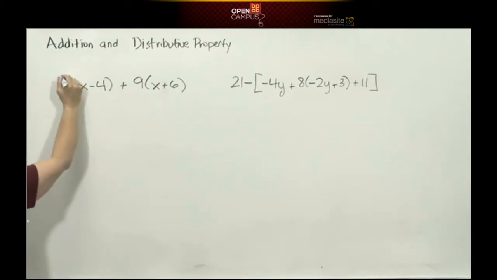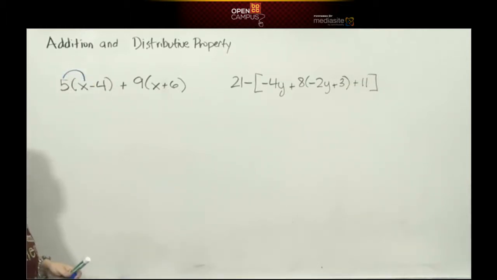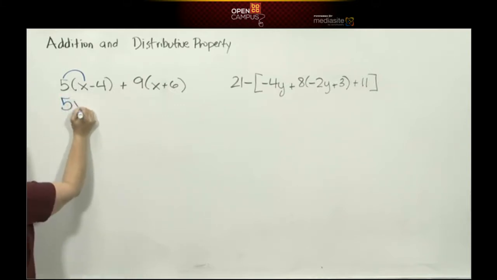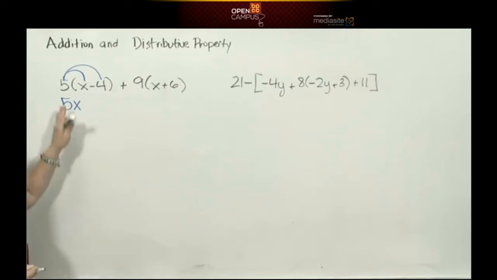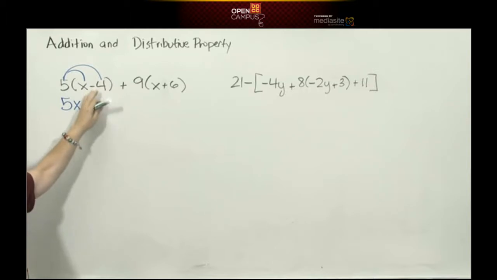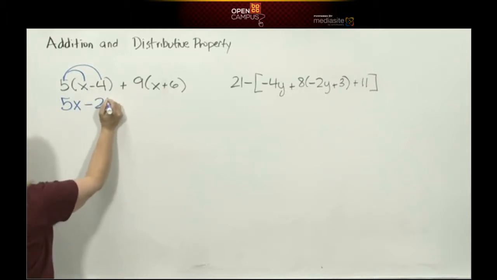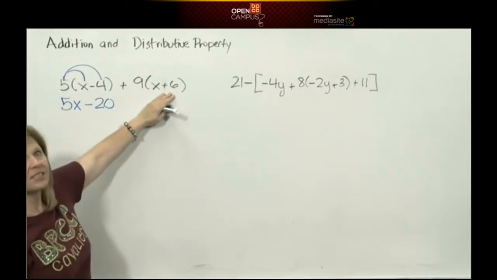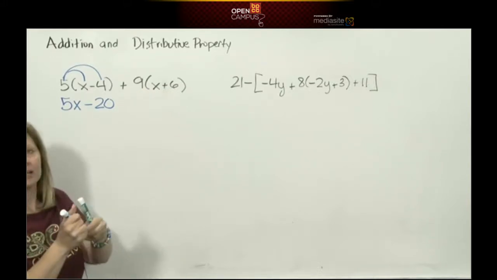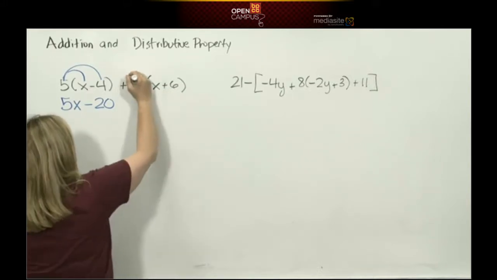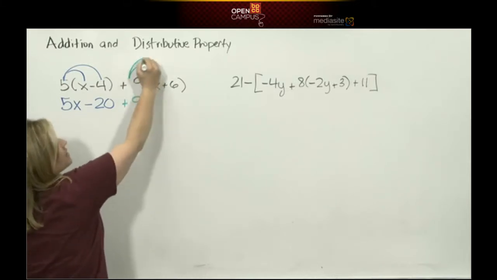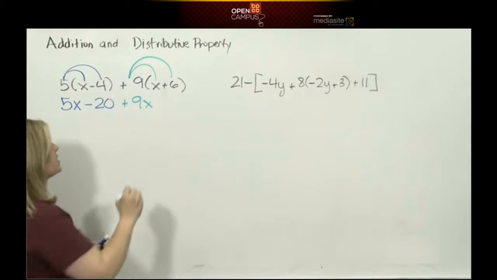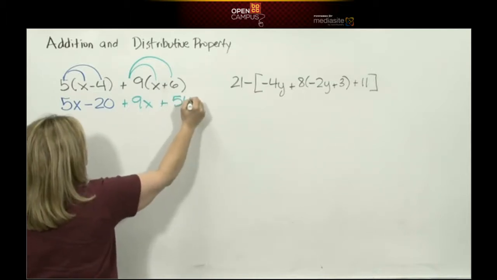So here we go. This says 5 times x. Well, what is 5 times x? That is 5x. Then I'm going to do 5 times negative 4. Well, a positive times a negative is a negative, and that would give us negative 20. In front of this set of parentheses is a positive 9, so I'm going to distribute there. Positive 9 times x is positive 9x. Positive 9 times positive 6 is positive 54.